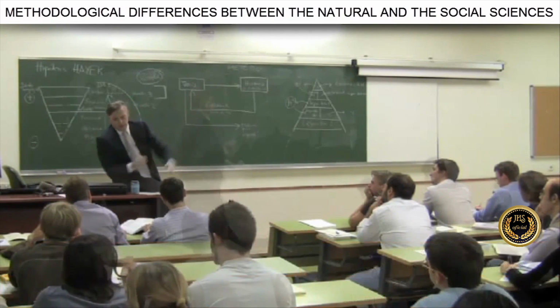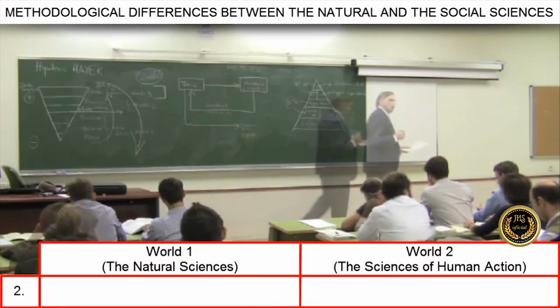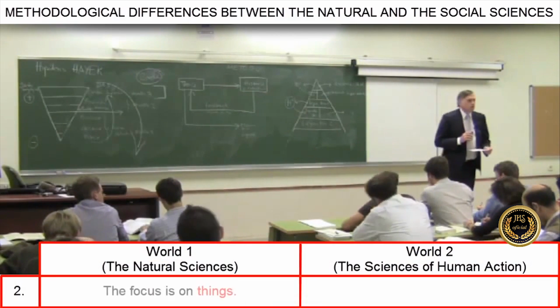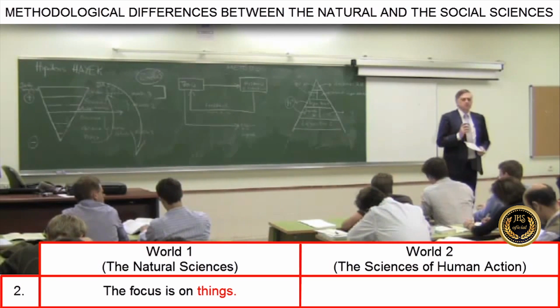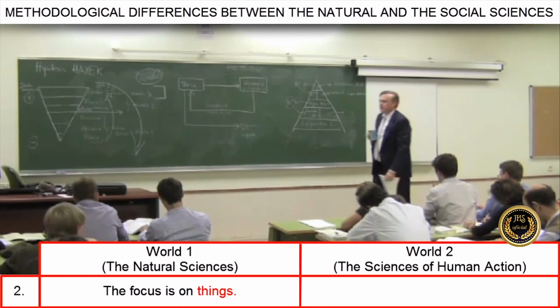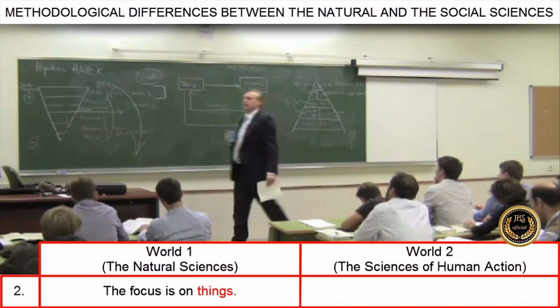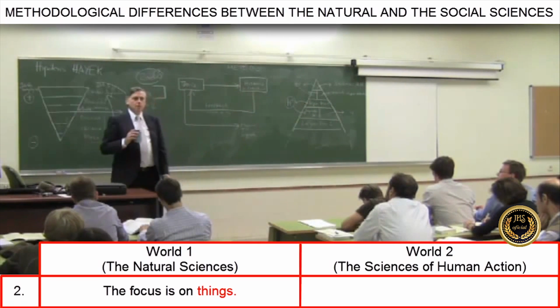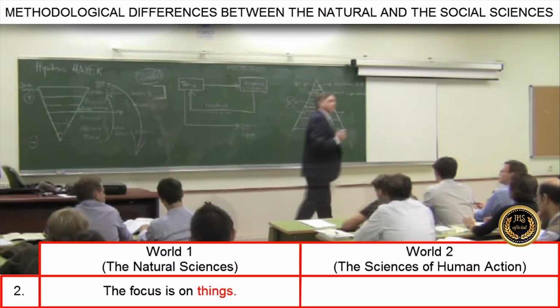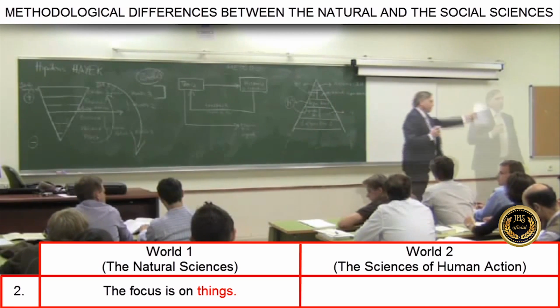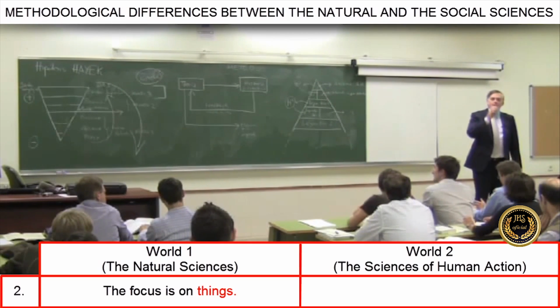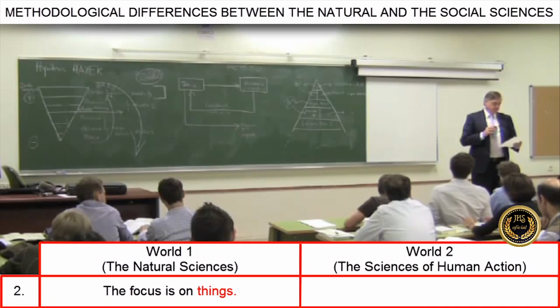Let's move on to point number 2 of contrast. In the natural sciences, things, res in Latin, are the object of study. But what things, for example? A rock? A plant? A gallbladder? Things.